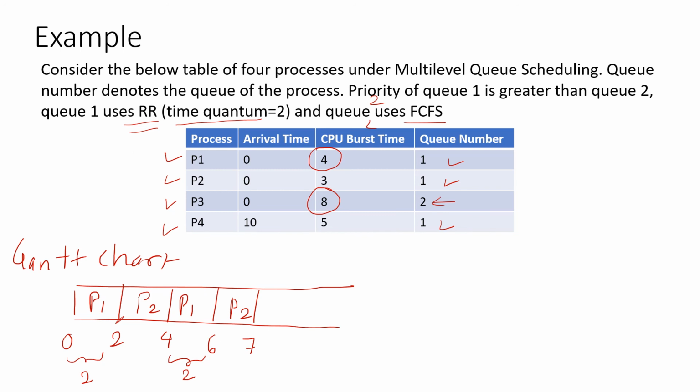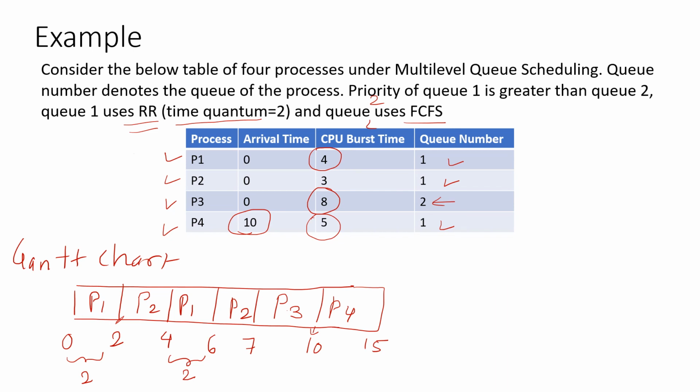But while it is running, P4 comes in Q1. Now see here, what will happen? After time 7, P3 will start executing. Till what time? Till 10. So 7 to 10. Why? Because at time t equal to 10, P4 will come in Q1, and Q1 has a higher priority than Q2. So control will go to P4 and P4 will start executing. Till what time will P4 execute? Till 10 plus 5, that is 15. So at 15, P4 will complete the execution.